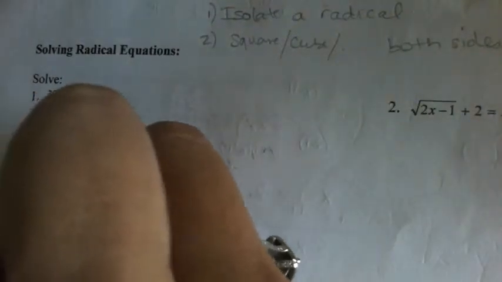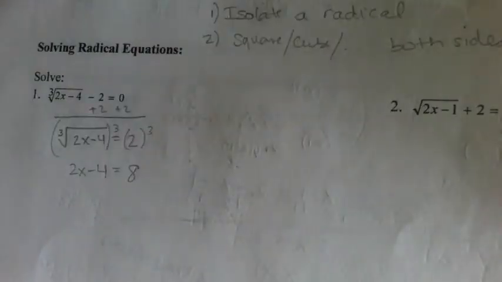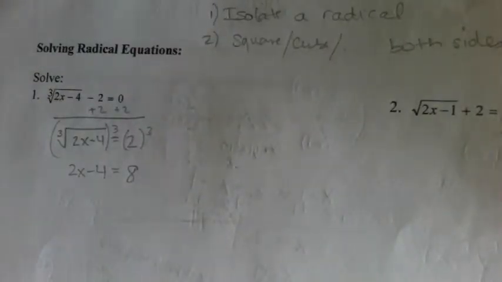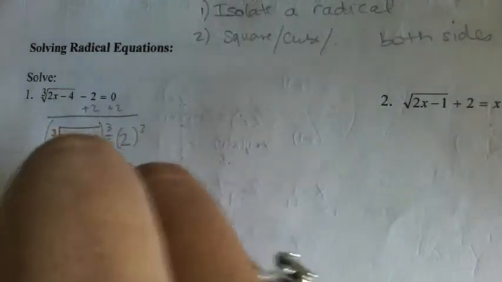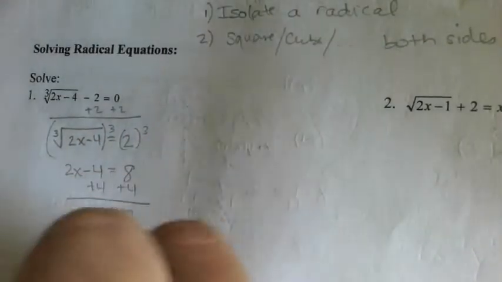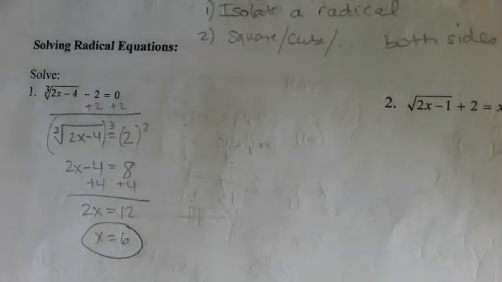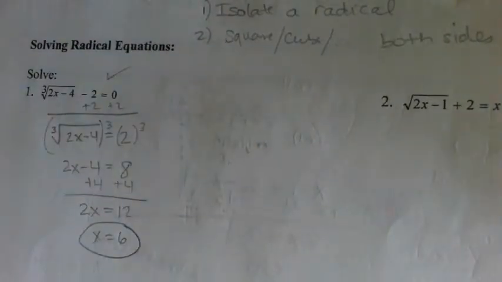So in this particular one, when I cube both sides, what kind of equation is that? Linear, quadratic, exponential? It's linear. And these are the nice ones that just end up being linear. So it's a, at most, 2-step process. 2x equals 12, x equals 6. You definitely want to check for extraneous roots with radicals. So a quick check here: 2 times 6 is 12, 12 minus 4 is 8, cube root of 8 is 2, 2 minus 2 is 0. This one checks out. So you're good. But there definitely will be extraneous roots that show up.